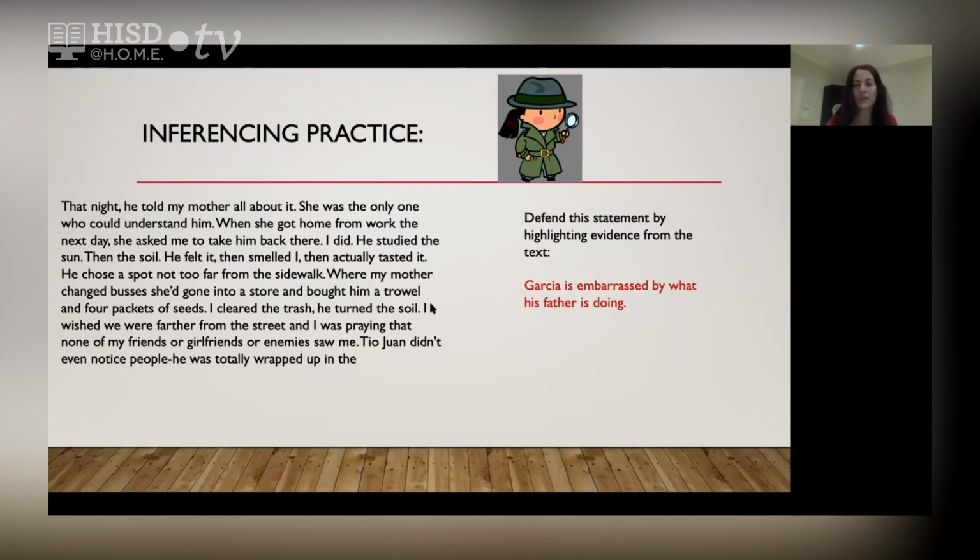So your job is to find the sentence or words or phrases that defend the statement in red here. Garcia is embarrassed by what his father is doing. Show us where that is evident.